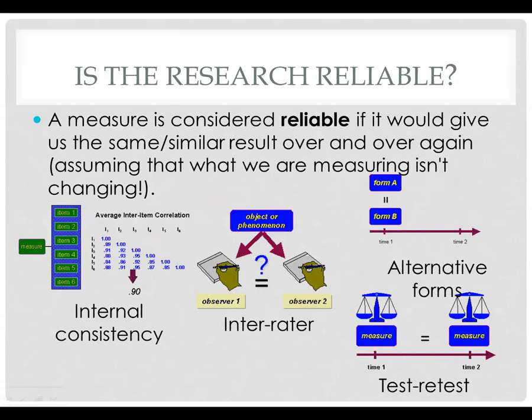So is the research reliable? Reliability, unlike validity, has to do with measurement, specifically this type of measurement, and it's whether you would get the same or similar results over and over again, assuming what you're measuring hasn't changed. So internal consistency: if you say 3 or 4 different things measure the same thing, are your results showing that? Inter-rater, meaning if you have 2 observers looking at a particular object, like behavior in a classroom, and you're saying, are these kids well behaved?